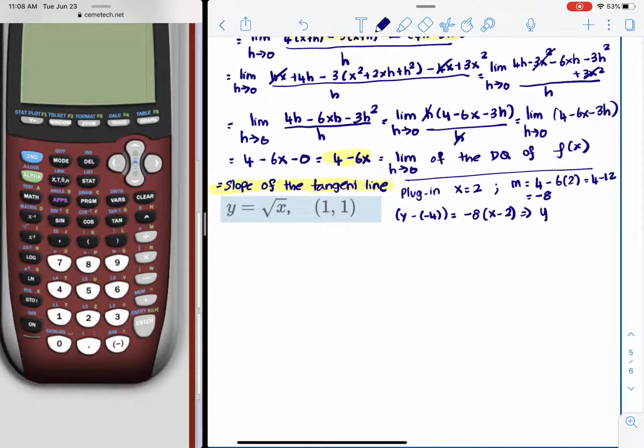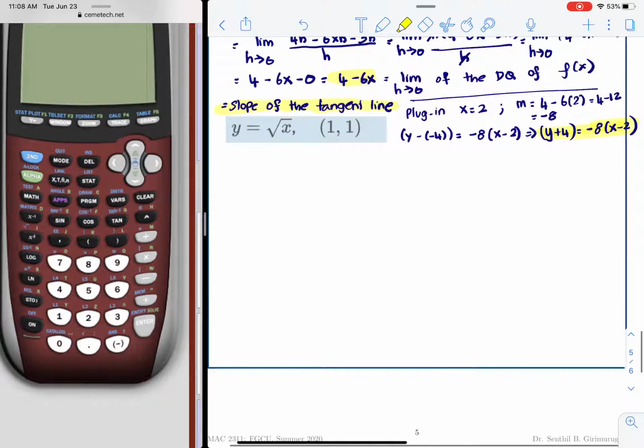So the equation of the tangent line in point slope form is y plus 4 equals negative 8 times x minus 2. So that is the final answer. If you want, you can write it in slope-intercept form with a little bit of algebraic operations.